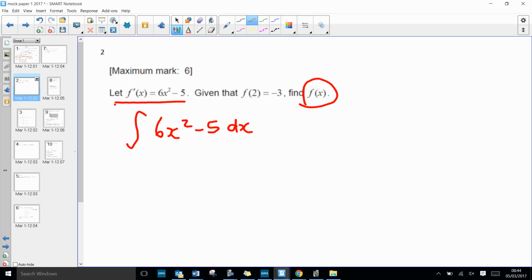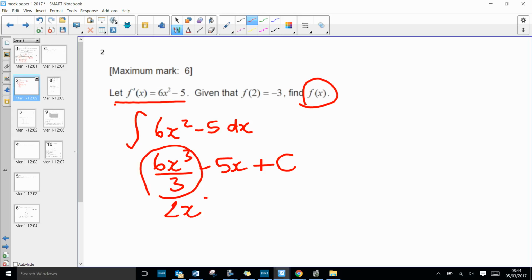The integral of that, remember you add 1 onto the power and divide by the new power. So this would be 6x cubed over 3 minus 5x. Remember, integrating, we have a constant of integration. Simplifying this here gives us 2x cubed minus 5x plus c.